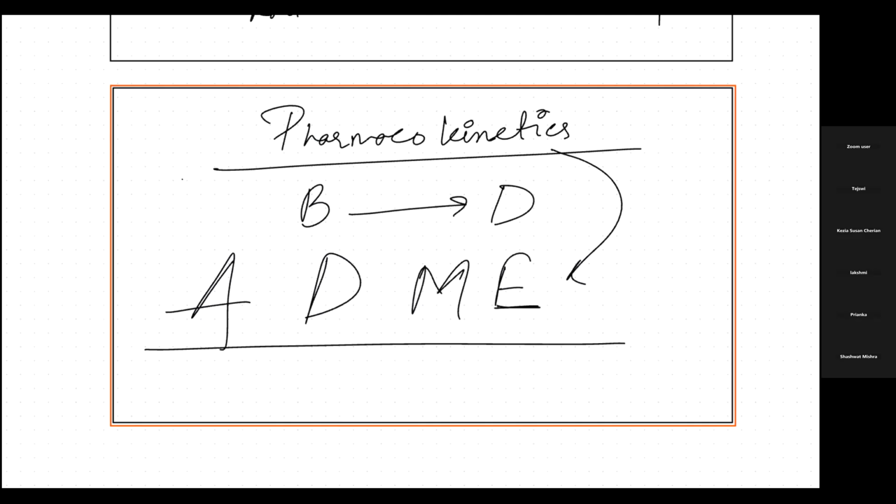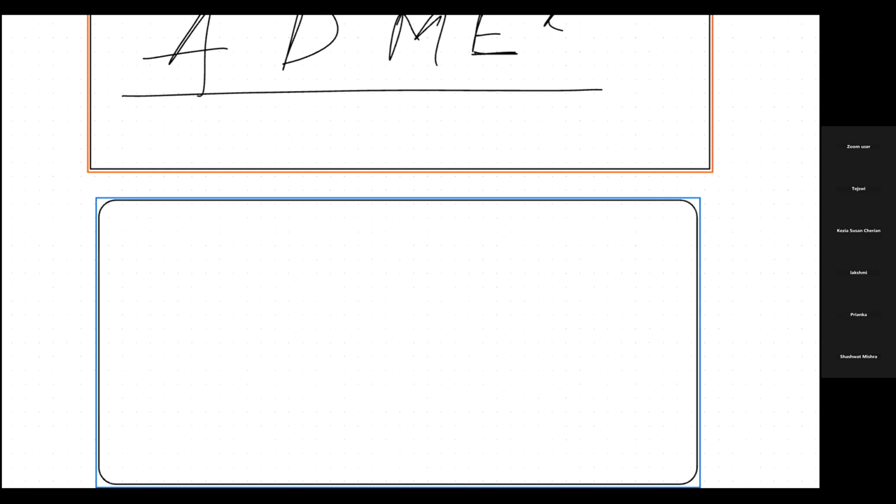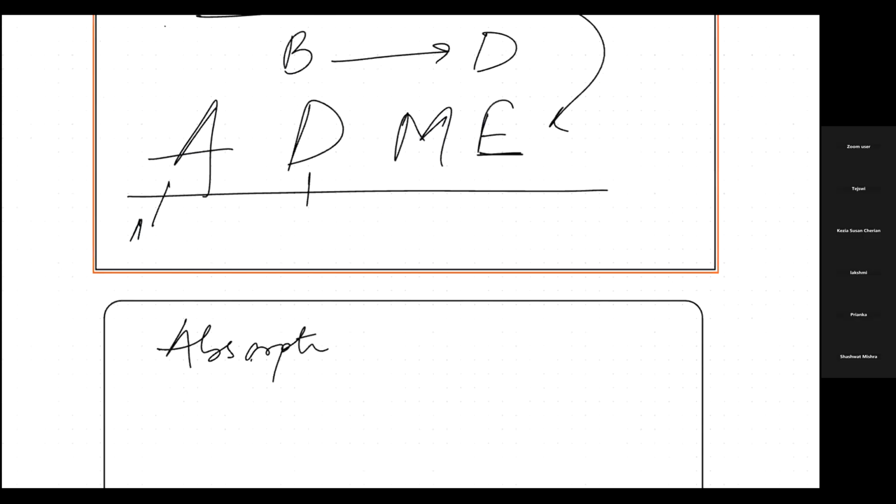Okay, now what is this ADME? Let's see that. So don't forget adab. When do you have to say adab? Whenever the drug is going to come towards you. So you will be saying adab. Now, what is adab? Adab is A for absorption, D for distribution, M for metabolism, E for excretion.